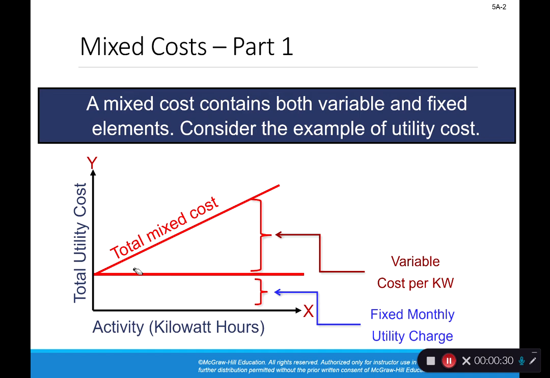So our mixed cost is a combination of variable and fixed costs. We want to be able to accurately predict costs at various levels of activity, and in order to do that, we need to be able to break down our mixed costs into their fixed and variable components. That's also necessary in order for CVP analysis, what we learned in the main body of Chapter 5, to work. So how are we going to do it?